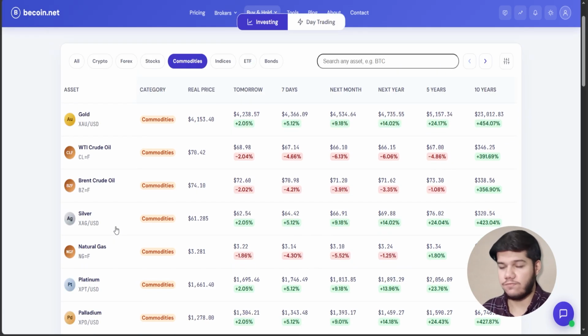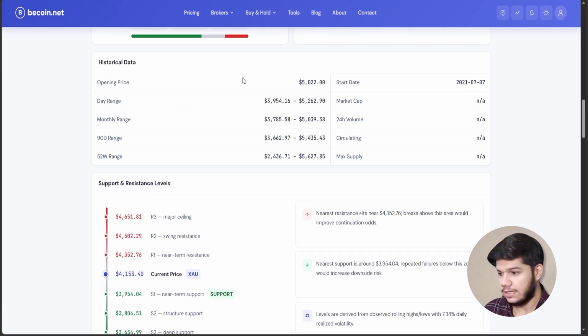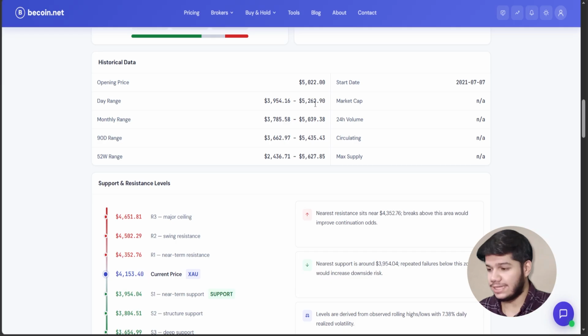And if you talk about the time frame, if you are a daily trader, you can look for the daily range on this website. Let's click on gold right here. Let me show you the daily range. Okay, here it is. The daily range you can see right here is 39.54 around 5262. If you are a daily trader, you can use these ranges and apply your trading strategy. Do not use this as financial advice. Always use these AI signals as an influence on your strategy.